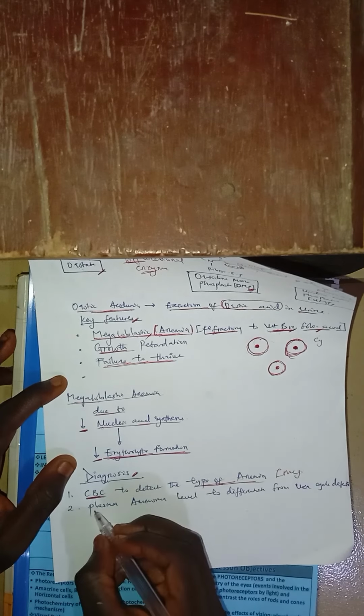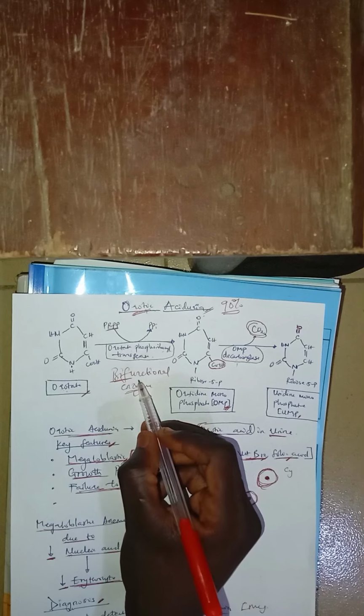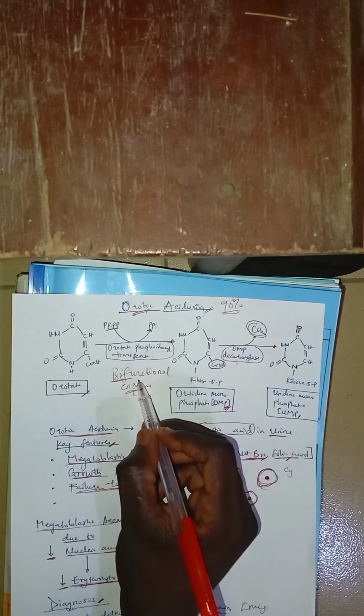All right. How do you diagnose it? First of all, you ask for a complete blood count to detect the type of anemia. Once you see that it is megaloblastic anemia, you will now check the plasma. You can check the plasma ammonia level, because another thing can also cause this. There's a secondary cause of this orotic aciduria. Please note what I'm saying: not only the lack of this bifunctional enzyme will cause orotic aciduria. Another thing can also cause it.